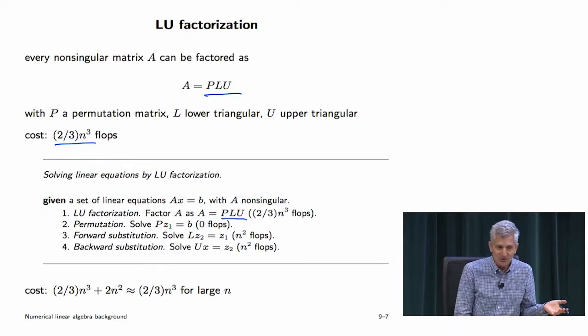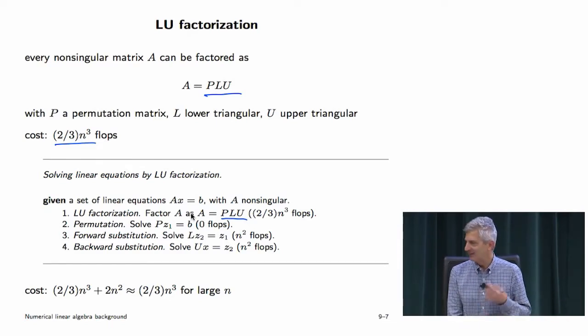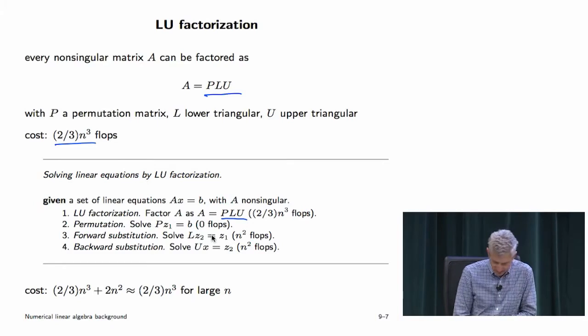Well, you go backwards, right? So you solve P z1 equals B. That's like 0 flops or whatever. You're permuting the entries of B, right? Then you do forward substitution, back substitution. And you can see this is like 2n squared, right?